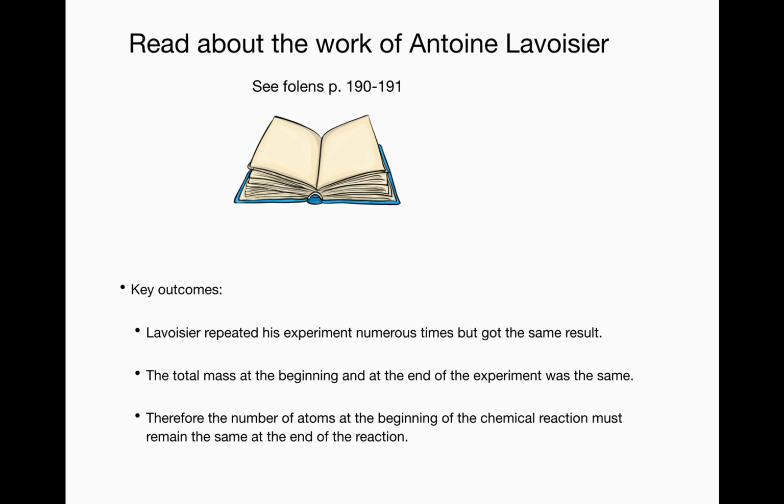Lavoisier did a number of different experiments, and in his experiments, he tended to get the same result every single time. When he conducted different experiments, he created an enclosed environment, and what he found was that if I start off with a chemical reaction and there's a certain mass, so remember the amount of mass is the amount of grams that something contains.